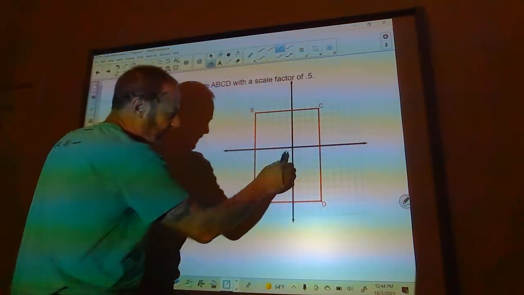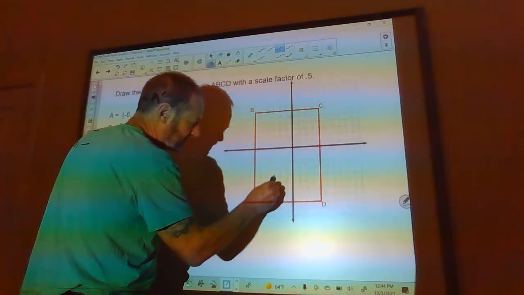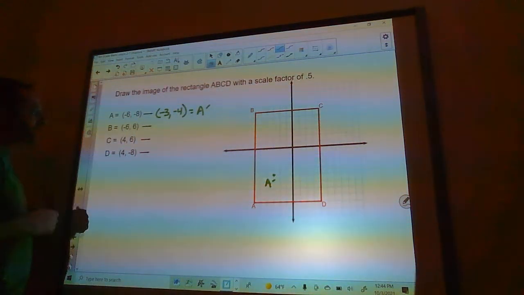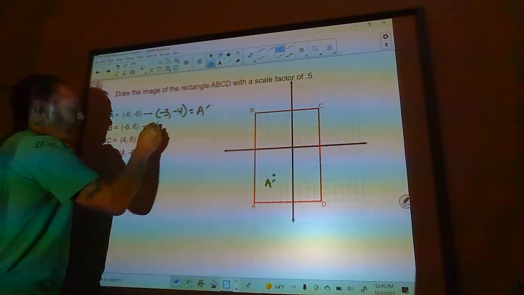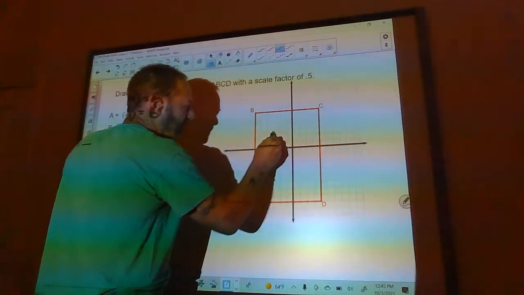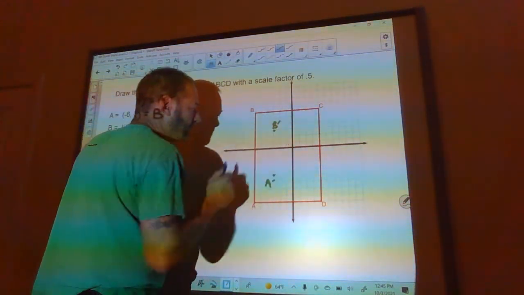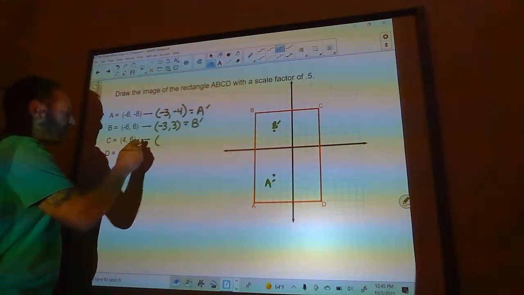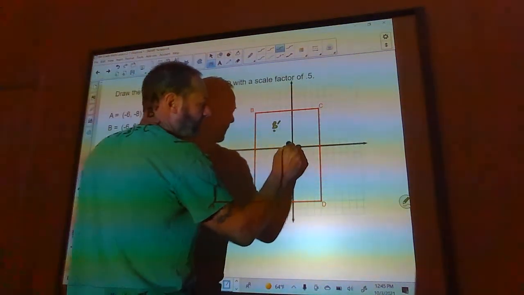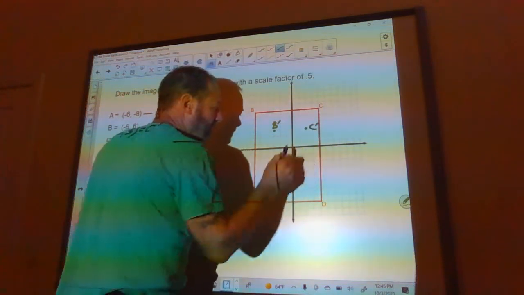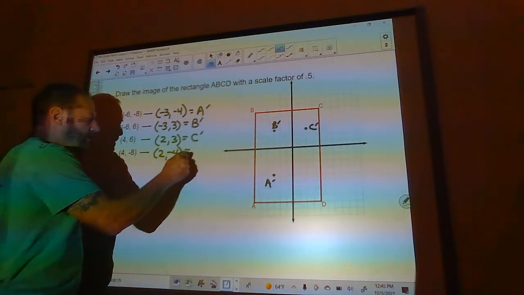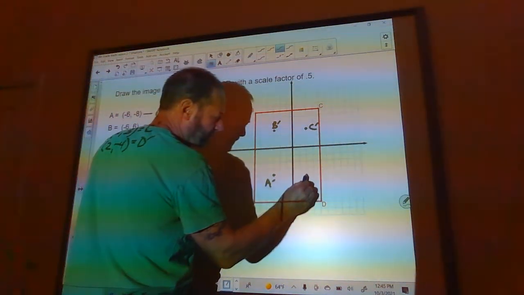So let's graph that. Negative 3, negative 4. Negative 6, positive 6 is going to become negative 3, positive 3. That's going to be B prime. Negative 3, positive 3. C prime is going to go to 2, 3. That's C prime. 2, 3 is going to be right here. And D prime is going to be at 2, negative 4. 2, negative 4.